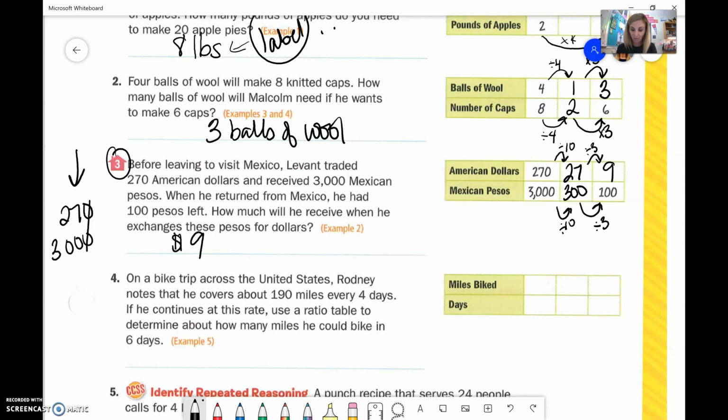Okay, so crazy. He went with $270 and only came back with $9. Sounds like my kind of vacation. He spent all of his money. Right? I mean, as you should.